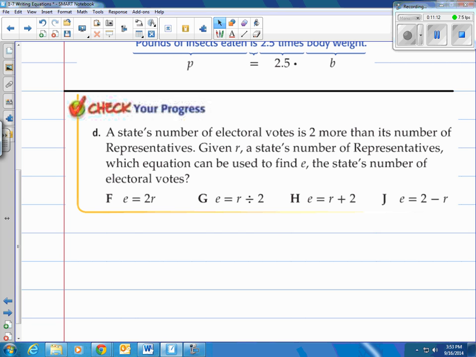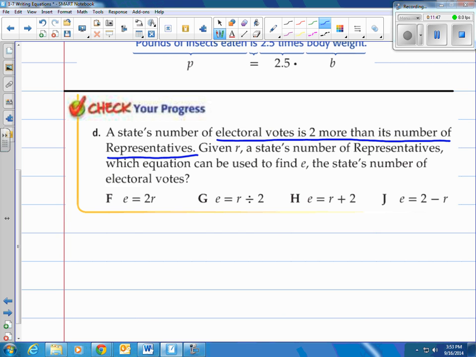Last one. It says a state's number of electoral votes is 2 more than its number of representatives, meaning electoral votes is more than representatives by 2. Given R, a state's number of representatives, which equation can be used to find E, the state's number of electoral votes? Now remember, the electoral votes is 2 more than its number of representatives.